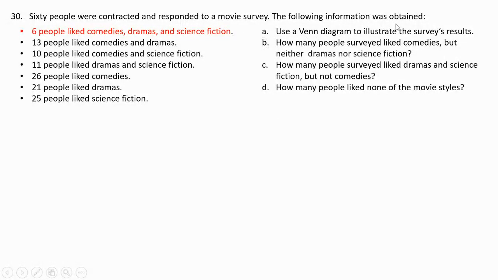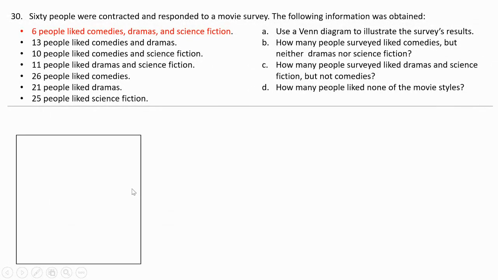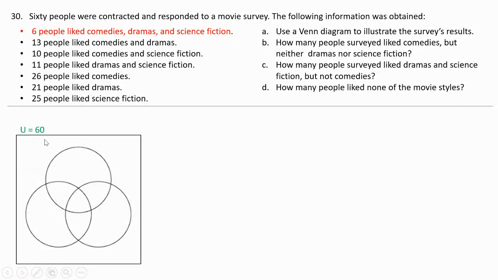So we have to answer A, B, C, and D. For A, the first one is to draw a Venn diagram illustrating the survey. Okay, so let's do it then. There's my universal set. My U is 60, because 60 people. So let C be comedies, that's my set C. Let D be dramas, that's my set D. And let S be science fiction. This is my set S.